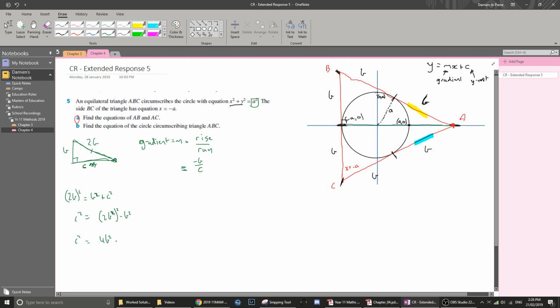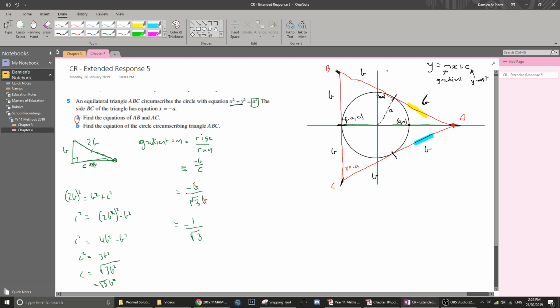This square should be on the outside. 4b squared minus b squared is equal to 3b squared. So C is equal to the square root of 3b squared, which is root 3b. So I can sub that in over here. So my gradient is equal to negative b on root 3b. The lovely thing about that is the b's cancel, and it's giving me my gradient. So the gradient of this line across here is going to be equal to negative 1 on root 3.